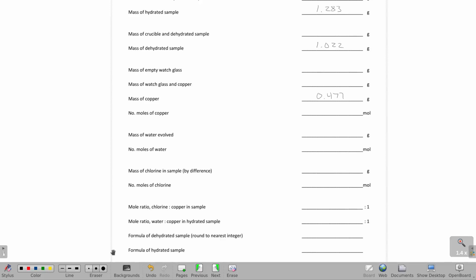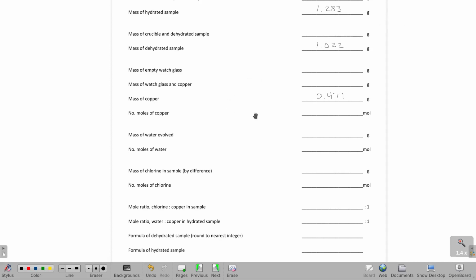Okay, so we have our measurements here. We have the mass of our hydrate sample, that's that 1.2 up there. We have the mass of the dehydrated sample, 1.02, and we have the mass of the final copper of 0.477. I actually didn't bother to write those down because they weren't necessary for this. Those are the three masses we actually need. So I just left them off there to make this paper look nicer.